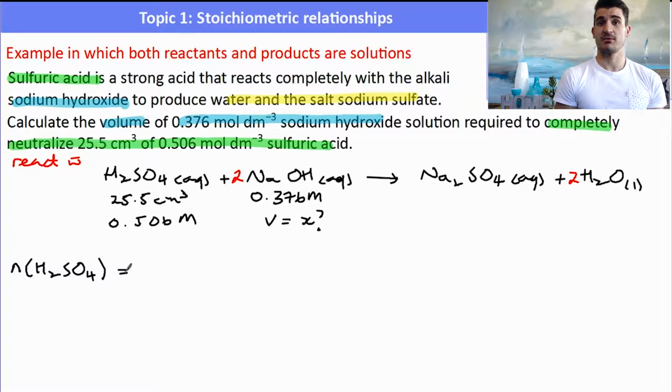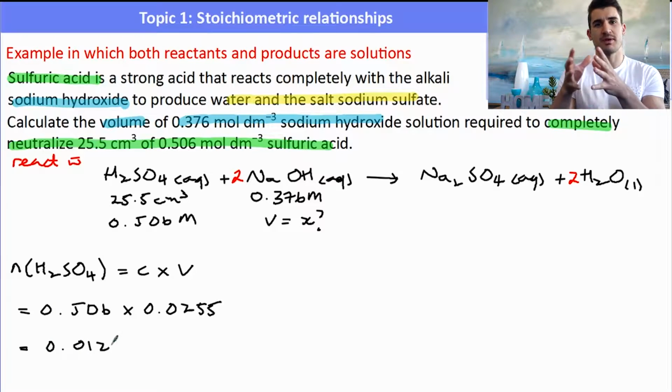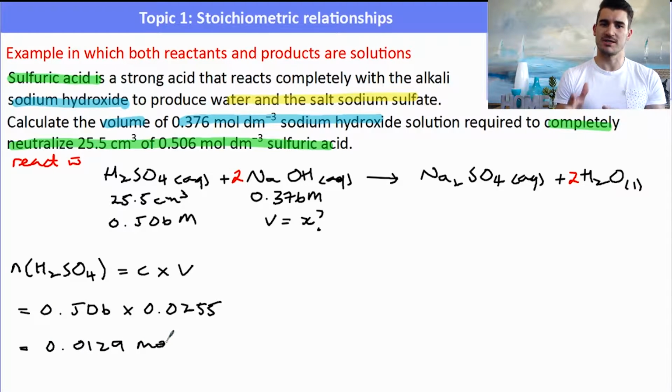So the first thing I'm going to do is use the equation, number of moles equals concentration times volume, to determine the number of moles of sulfuric acid. I need to know the number of moles before I can use the equation. So plugging those values in, remembering to change from centimeters cubed to decimeters cubed, gives me 0.0129 mole of H2SO4.